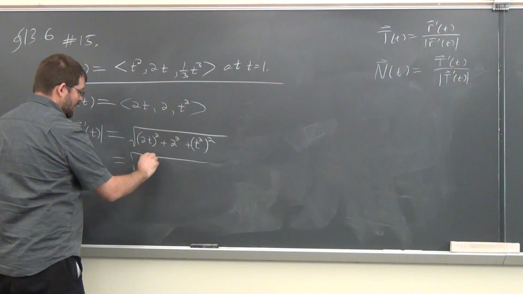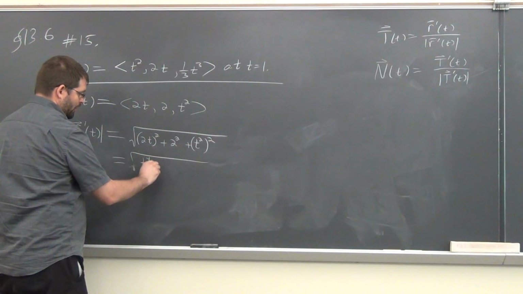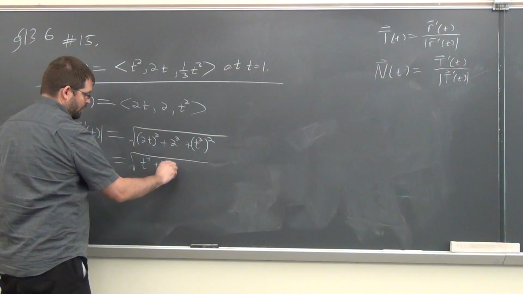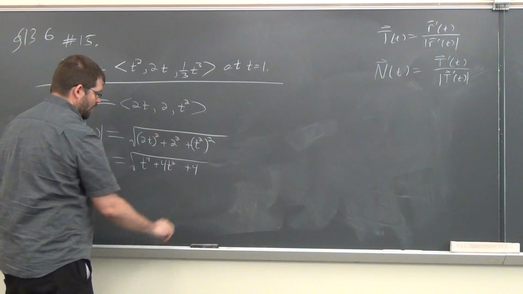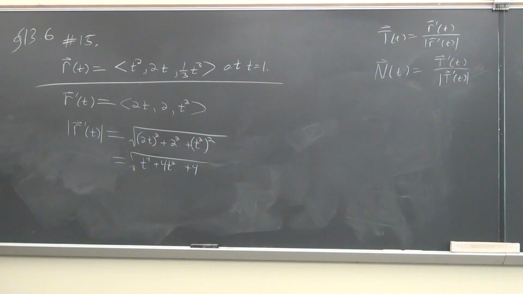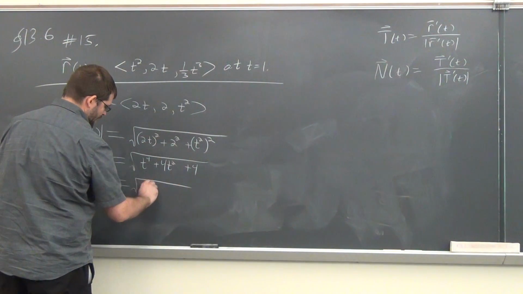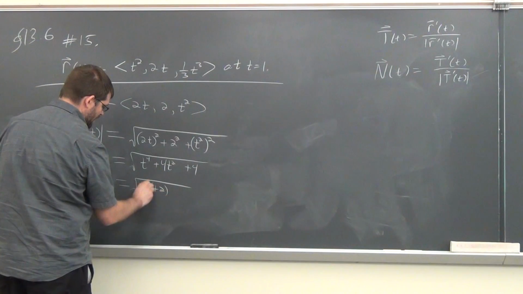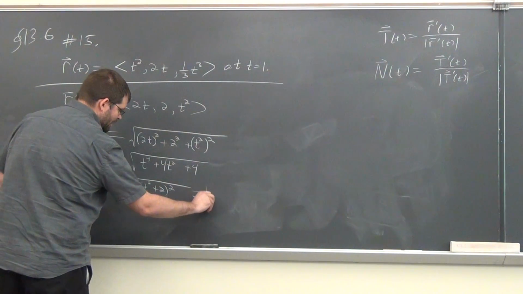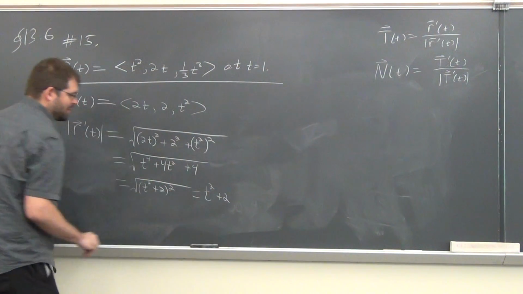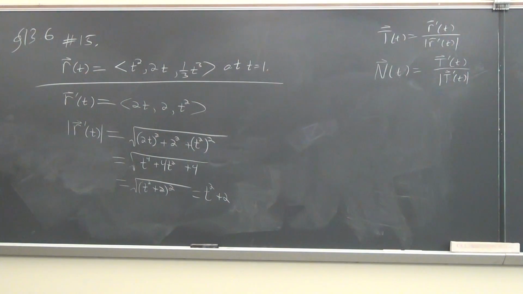So this gives you what? t to the 4th plus 4t squared plus 4, right? I've changed the order around a little bit. But what does that factor as? t squared plus 2, squared. Yeah, t squared plus 2 squared. So it's nice algebra, and you just reduce yourself down to that. Does that make sense?